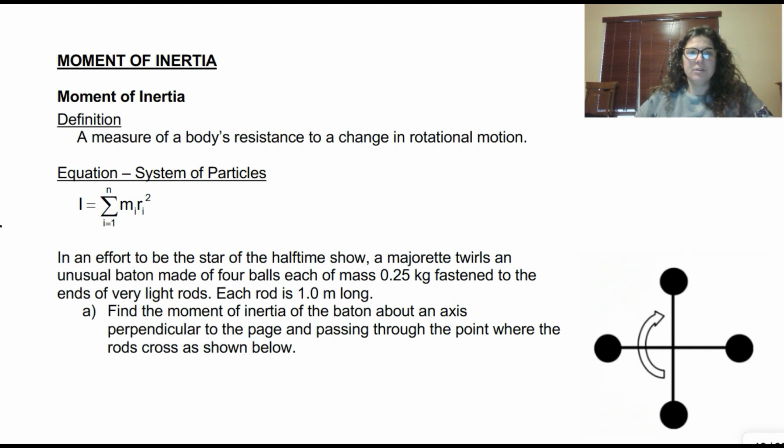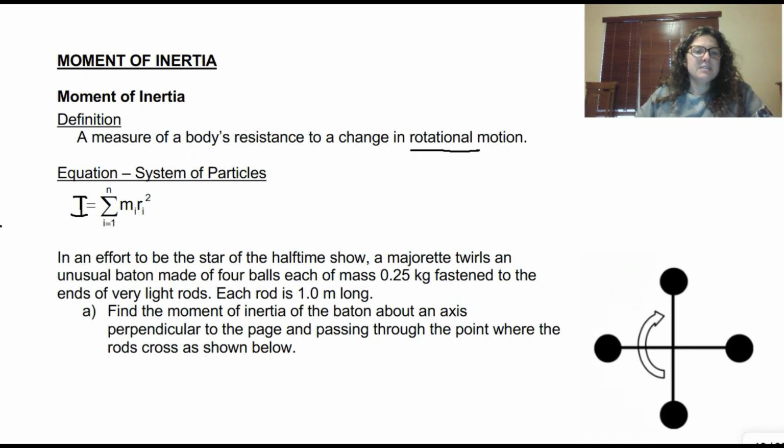Today we are going to look at the idea of moment of inertia. We know that inertia is a body's resistance to change in motion. For moment of inertia, we're looking for a very similar situation, only now, instead of translational or linear motion, we're talking about rotational motion. The symbol for moment of inertia is a capital I.